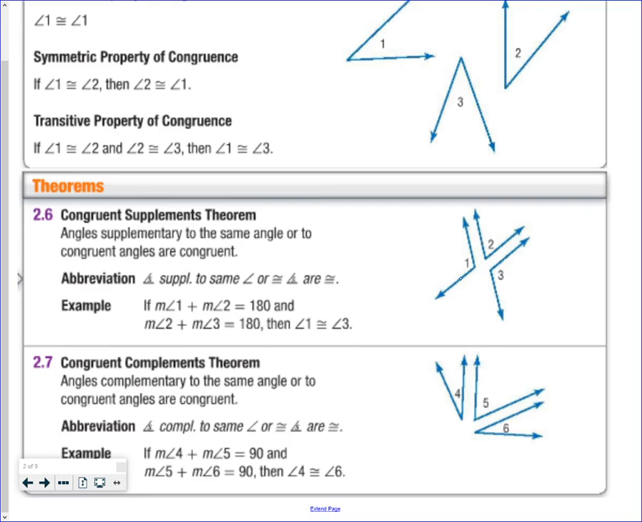But doesn't that make angle 1 and angle 3 the same? Right? Because they're supplementary to the same angle, they have to be equal to each other, because that's the only way it makes sense. Is that okay? Okay.